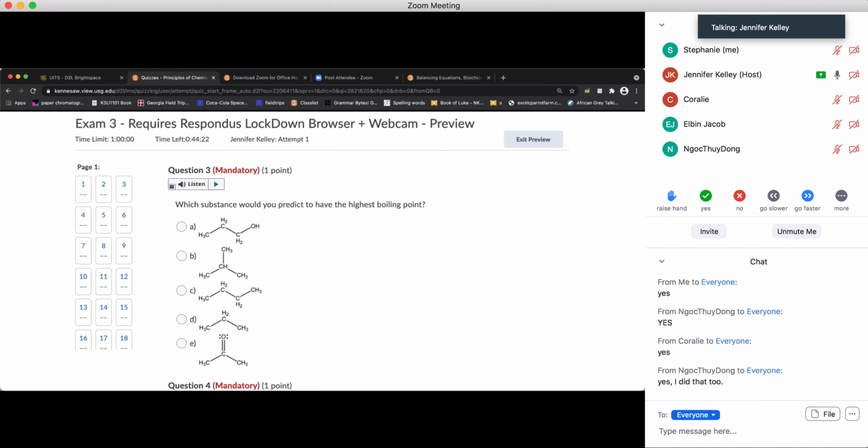Which one is going to have the highest boiling point? Let me draw. How do I? Oh, there's the button. Okay. So all of them have London forces. I'll do those, and I'll do A in blue, and then B in red, I guess.